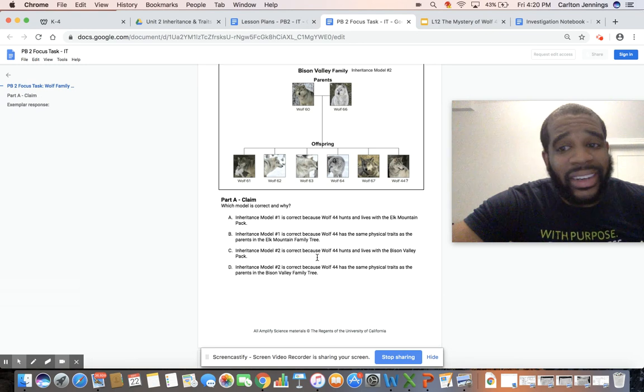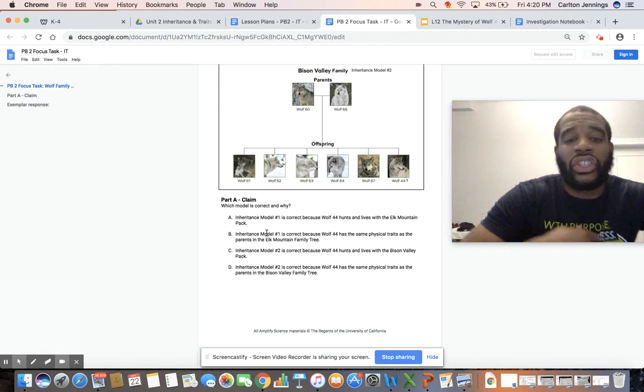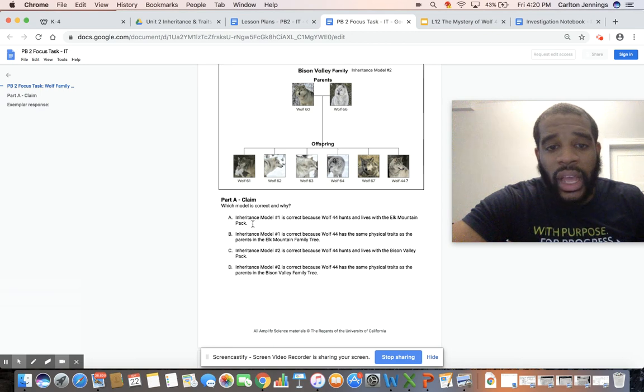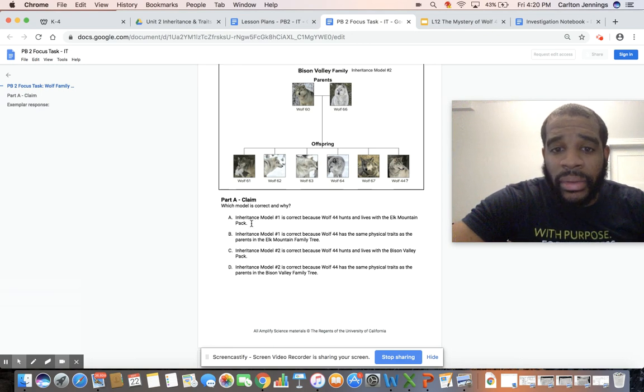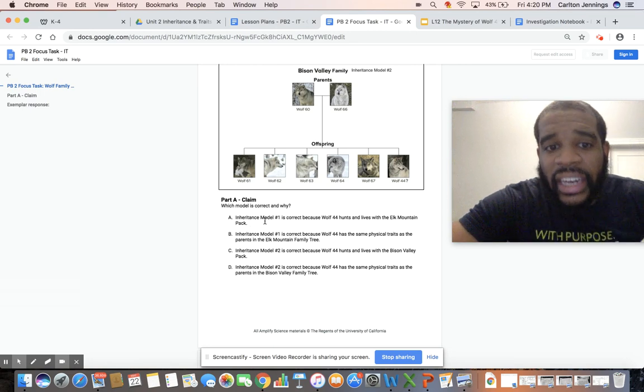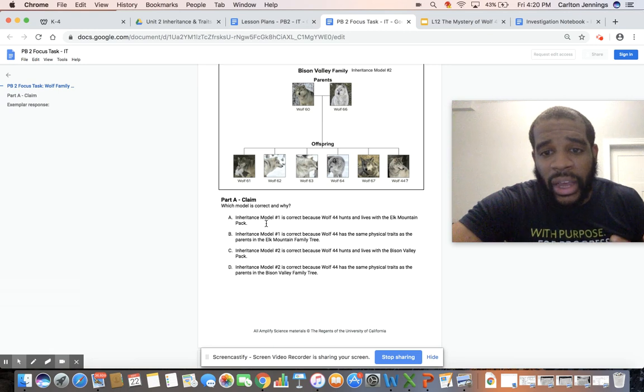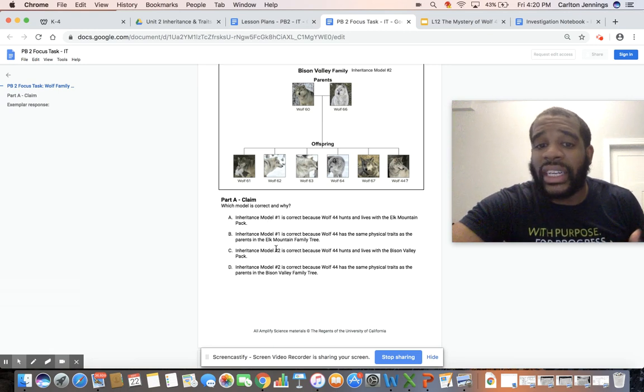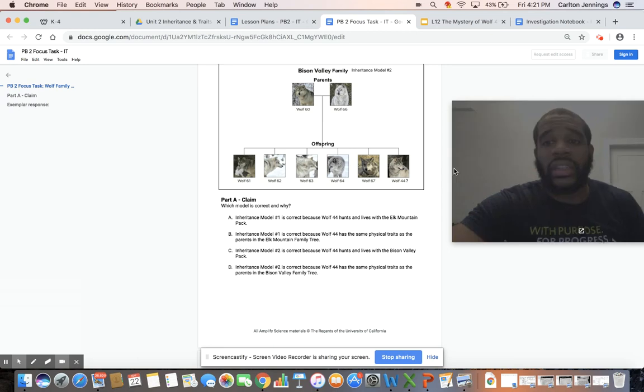Wolf 44 doesn't live with the Bison family, so C is not right. It lives with the Elk Mountain family. B is incorrect because it doesn't have the same physical traits as the Elk Mountain family tree. The Elk Mountain family tree are darker colored wolves, and A is incorrect because Wolf 44 does live with the Elk Mountain pack, but that's not which one it should be with. It should be with D, which is our right answer.